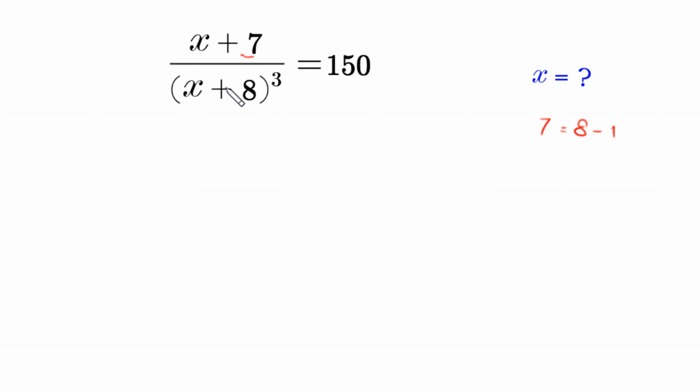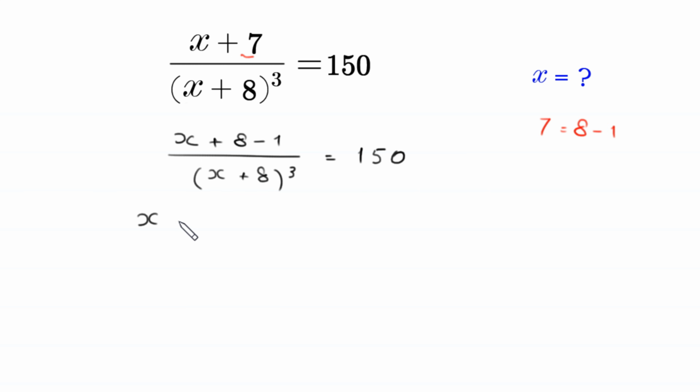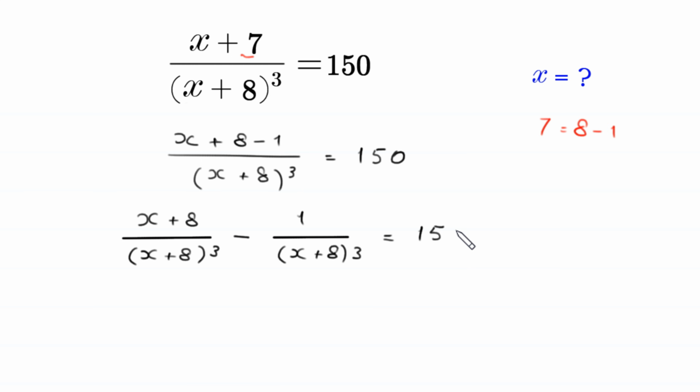So the expression on the left hand side will become (x + 8 minus 1) divided by (x + 8), whole cube, is equal to 150. Now this expression can be written as (x + 8) divided by (x + 8) whole cubed, minus 1 over (x + 8) whole cubed, is equal to 150. Now this x + 8 will be cancelled out with this cube, and here 2 is left.